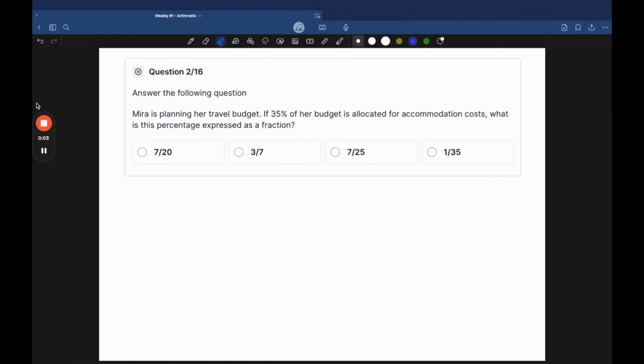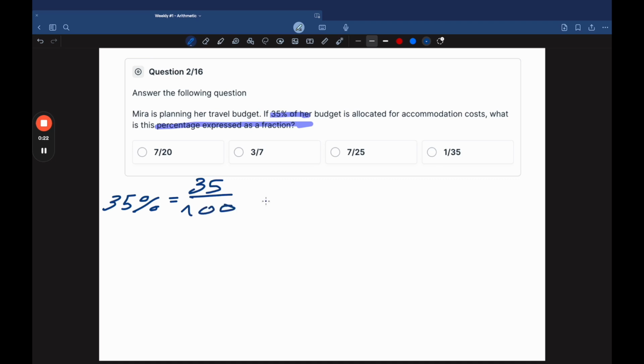Question 2. Step 1. Identify the problem. Mira is planning her travel budget. She allocates 35% of her budget for accommodation costs. We need to express this percentage as a fraction. Step 2. Write the percentage as a fraction. To convert 35% to a fraction, start by writing it as 35 over 100. So, 35% is written as 35 divided by 100.